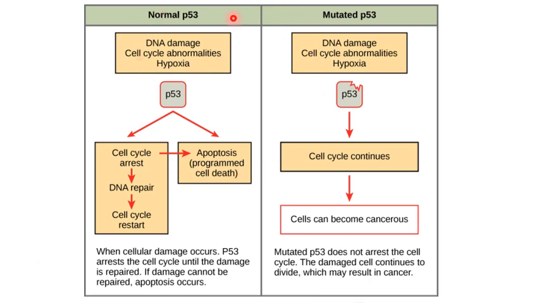So again, in the normal p53, DNA damage, cell cycle abnormality, and hypoxia will all act on the normal p53, which, as we said, will arrest the cell cycle, then send the DNA for repair, and again the cell cycle will restart. Otherwise, it will be sent for apoptosis or cell death.